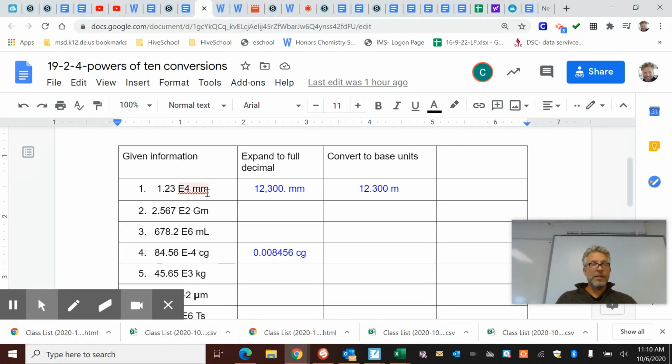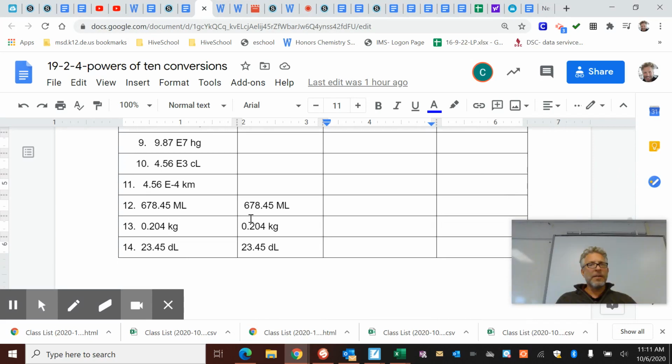We talked about this yesterday, and you guys worked on this a little bit yesterday. This E4 means times 10 to the fourth power. So to expand that to full decimal or standard form, I'm going to move that decimal 4 places. Since this is a positive 4, I'm going to move it to the right 4 places, and I keep the same units. And now for the next column, I'm changing from millimeters into meters because it says base units. So I'm moving 3 places to the left, and then I have 12.30.